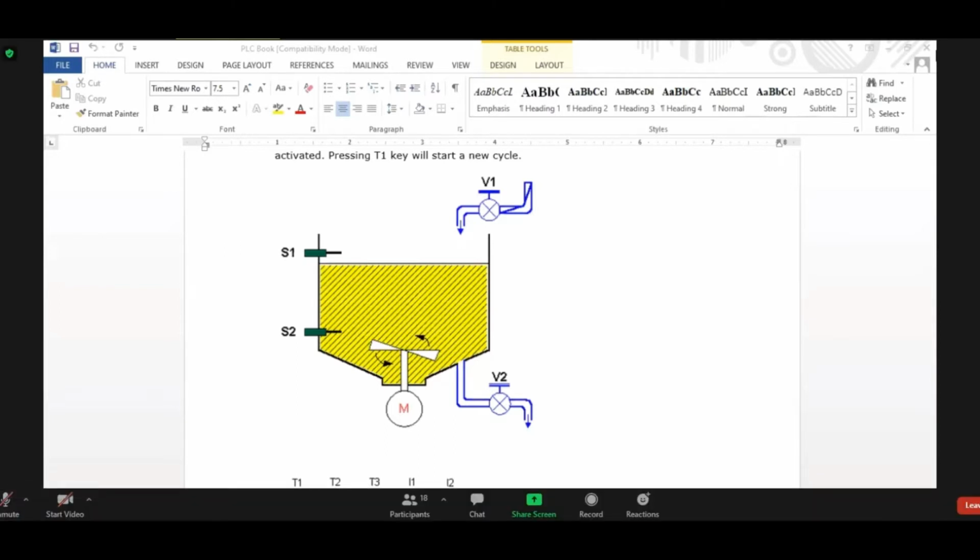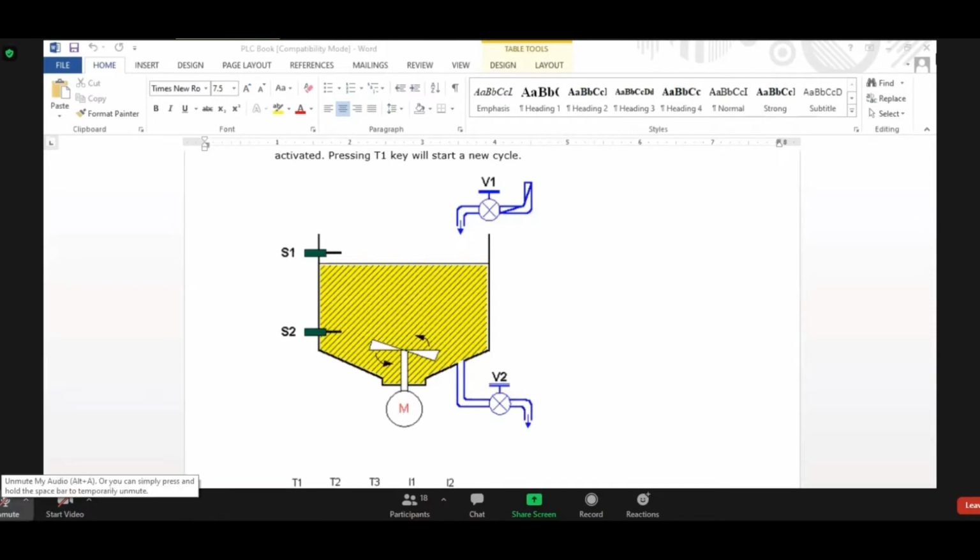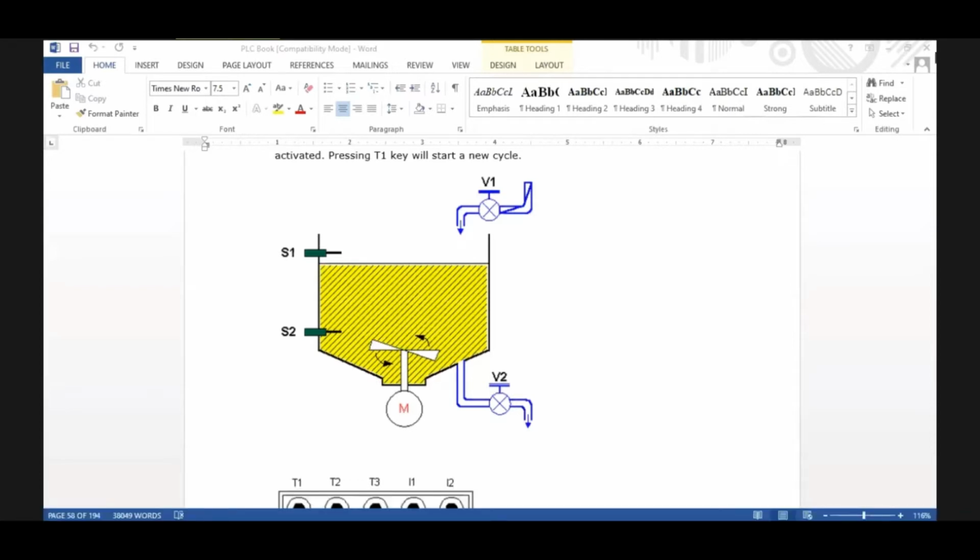Start is 00. Stop is 01. S1 is 02. S2 is 03. And the outputs: V1 is 00, V2 is 01, and M is 02.